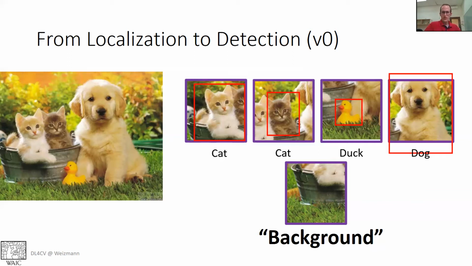What do you think the network should output from the bounding box regression for this crop? Anyone? Okay, so since this is a background object, we don't really care about the bounding box of this crop. So the network can output whatever it wants. We simply don't care. We won't look at it.